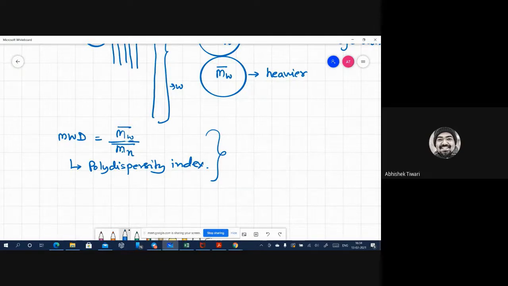Okay, so this is weight average molecular weight divided by number average molecular weight. Okay, so this is that.